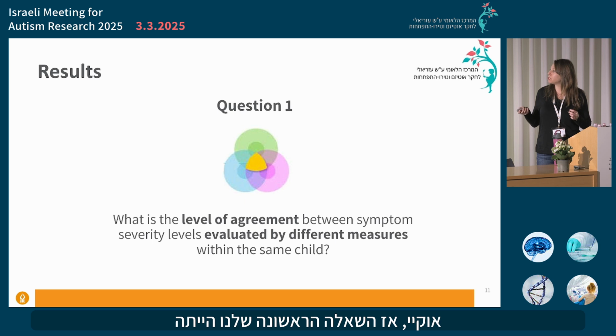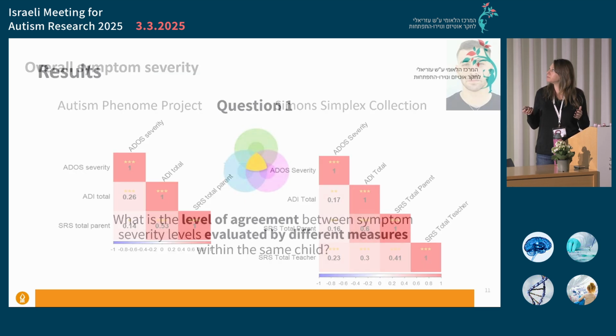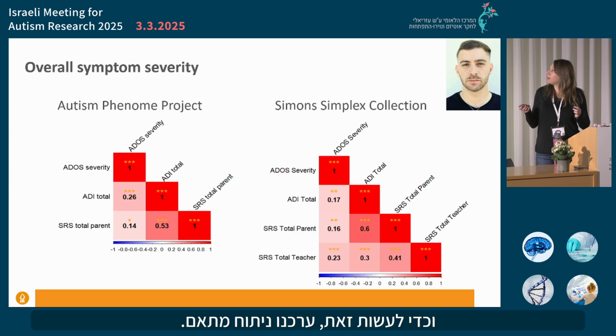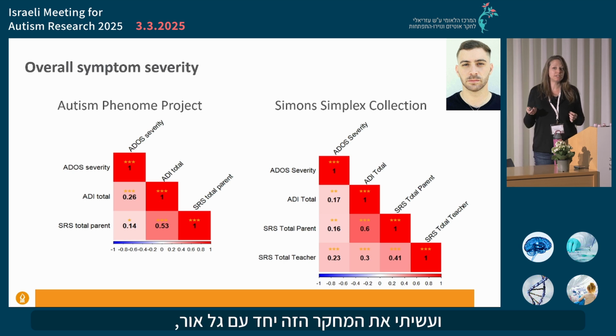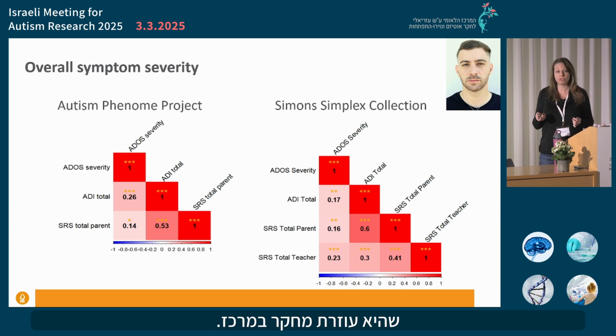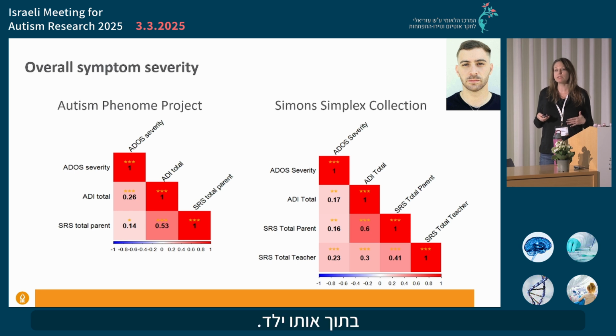Okay, so our first question was, what is the level of agreement between symptom severity levels evaluated by different measures within the same child? To do this, we ran a correlation analysis. I did this study along with Gal O, who is a research assistant at the center. What you're seeing here are heat maps. These are heat maps for the correlations of the ADOS, the ADI, and the SRS and how they evaluate symptom severity within the same child.